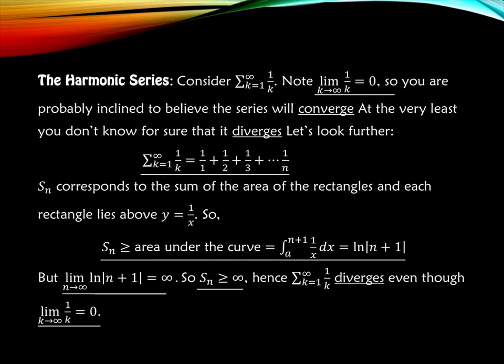If you have the summation from k equal 1 to infinity of 1 over k, you'd have 1 over 1 plus 1 over 2 plus 1 over 3 plus dot, dot, dot, and this should continue on like this way, right? On forever. S sub n would correspond to this area of the rectangles, and each rectangle lies above the equation y equal 1 over x. So S sub n is greater than or equal to the area under the curve because it's rectangles that are above the curve.